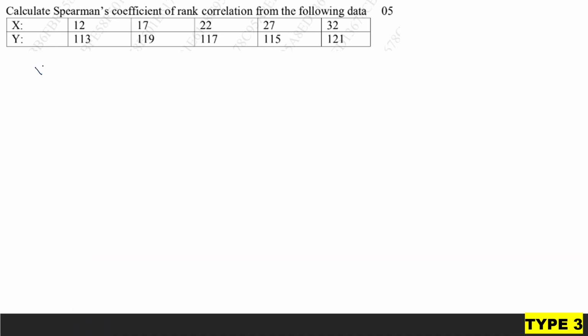Two data sets will always be given to you. So there is a data set for X. We'll calculate rank for X. Data set for Y. We'll calculate rank for Y. Data set for X is 12, 17, 22, 27 and 32.